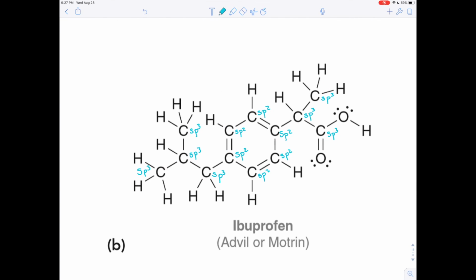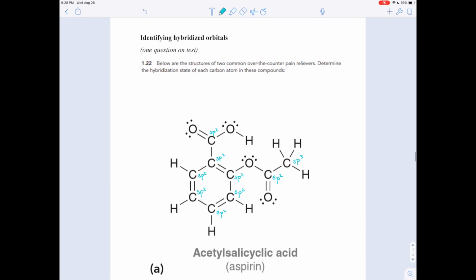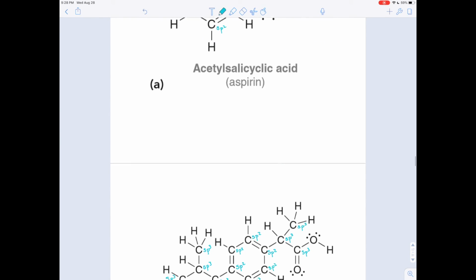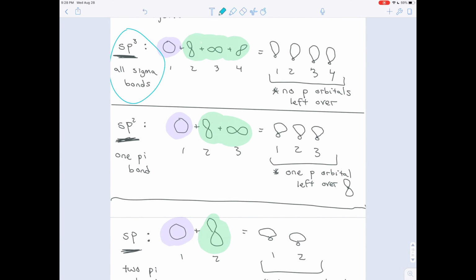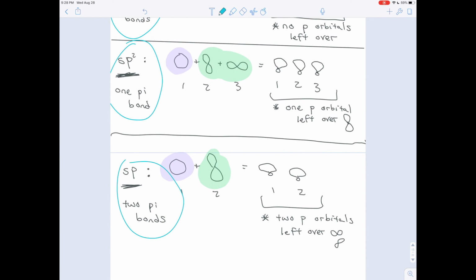And so you can identify the hybridized orbitals on carbons based on the number of sigma and pi bonds that they have. If you have all sigma bonds, it's sp3. If you have one pi bond, it's sp2. And if you have 2 pi bonds, it would be sp.